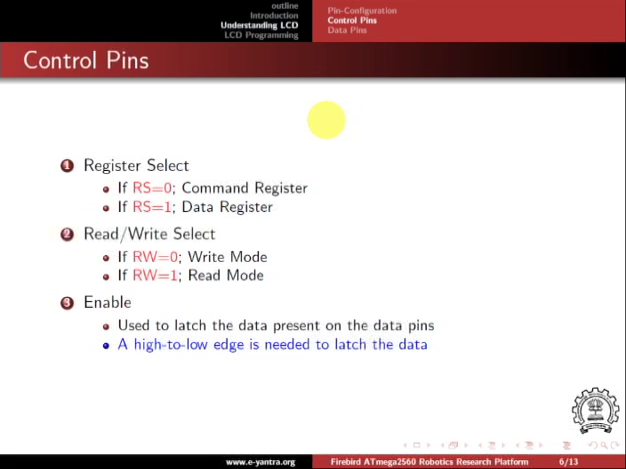So the LCD interprets and executes our command at the instant the enable line is brought low. If you never bring the enable pin low, the data on the data pins will not be read at all. Okay, so with this we complete the discussion of using the control pins of the LCD.